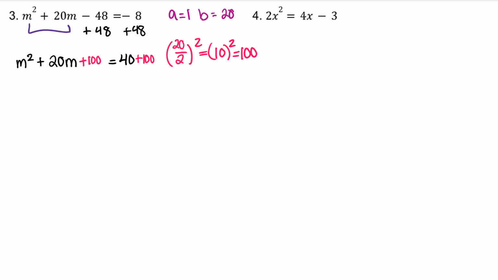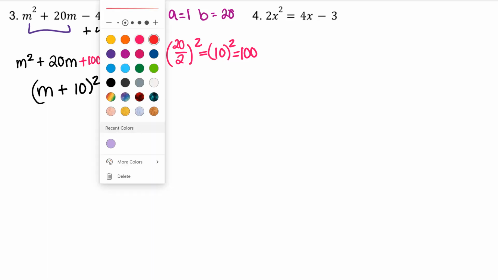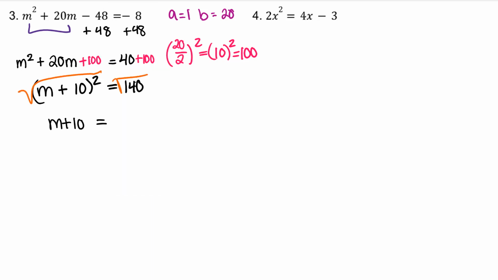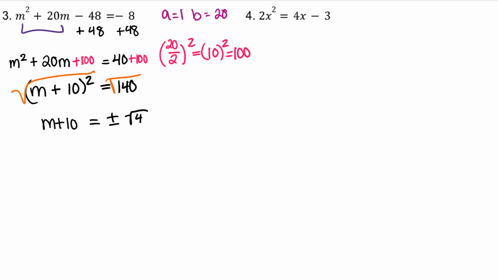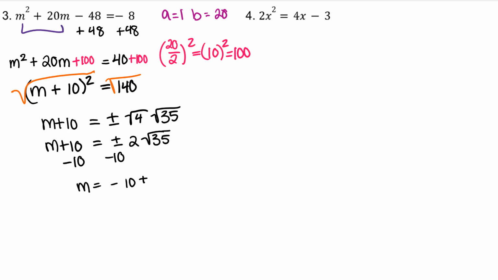Because the left side is now a perfect square trinomial, we can factor it. The number that goes here is always b divided by 2. Now use square root property of equality to solve. Simplify this radical. The largest perfect square that goes into this is 4. And we have our solutions.